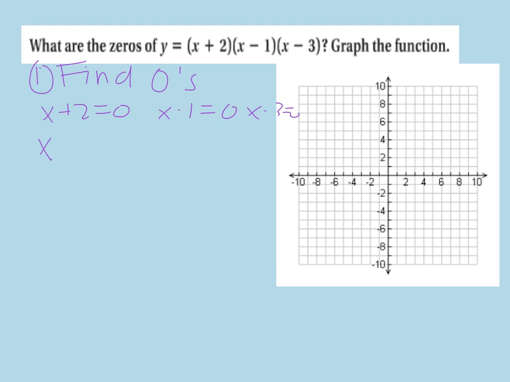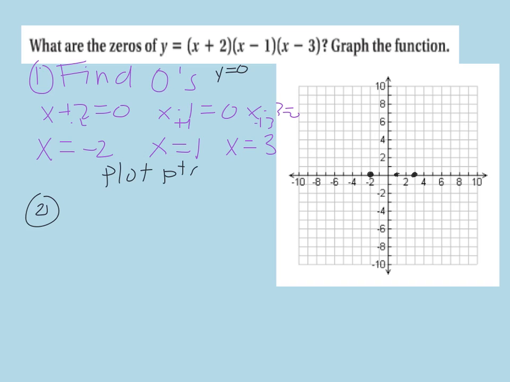So my zeros here are x is equal to negative 2, because I have to subtract 2. This would be x is equal to 1, because I have to add 1. And this one would be x is equal to 3, because I would have to add 3. So I'm first going to plot those 3 points. So when x is negative 2, x is 1, and x is 3, those are my x-intercepts. So plot points.